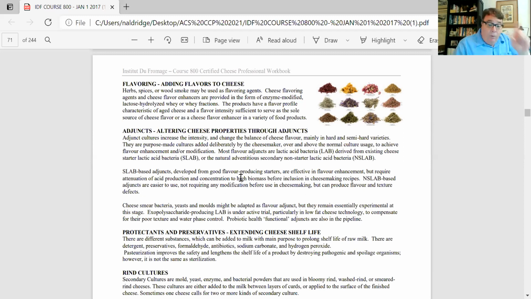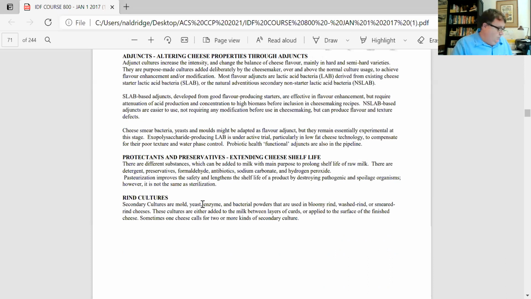That's not to worry about. But what will be adjuncts. So altering this one here, altering cheese properties through adjuncts, that's what you need to know. So read through that. And then we're going to keep going.